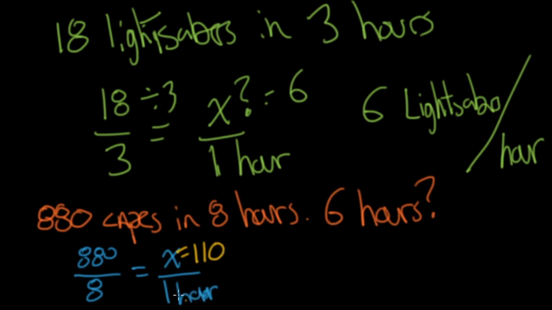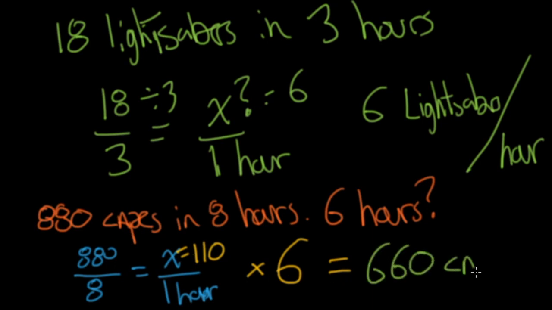Once you have the unit rate, it's awesome. You can multiply it by anything to get your grand answer. That's so cool. So now I can times it by 6 and say, I can do 660 capes in 6 hours. So the unit rates allow us to figure out other calculations quite quickly. That is pretty neat.